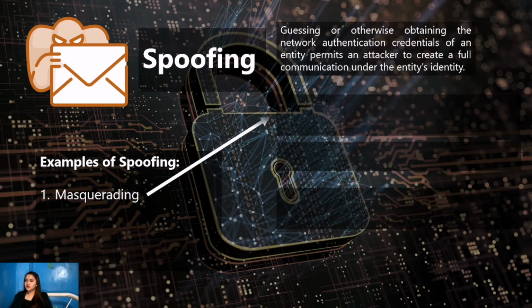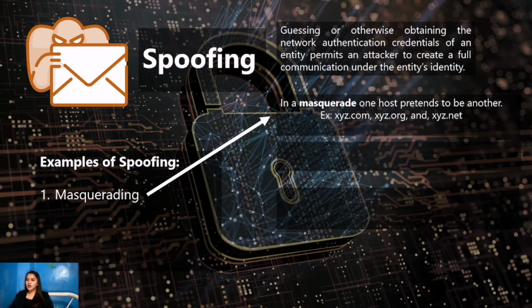First is the masquerading. In a masquerade, one host pretends to be another. A common example is URL confusion. Domain names can easily be confused, or someone can easily mistype certain names. Thus, xyz.com, xyz.org, and xyz.net might be three different organizations. Names with or without hyphens, such as coca-cola.com versus coca-cola.com.